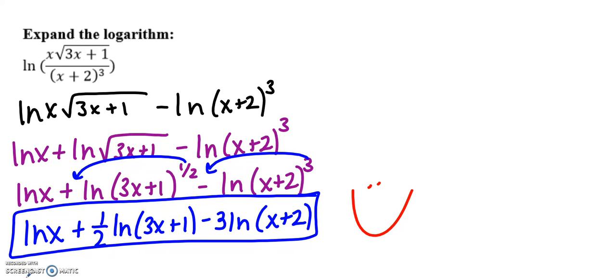Check it, see how it went. Make sure you rewrote that square root as a 1/2 power and brought that down in front. But this should be your expanded logarithm. Moving right along. Evaluate.